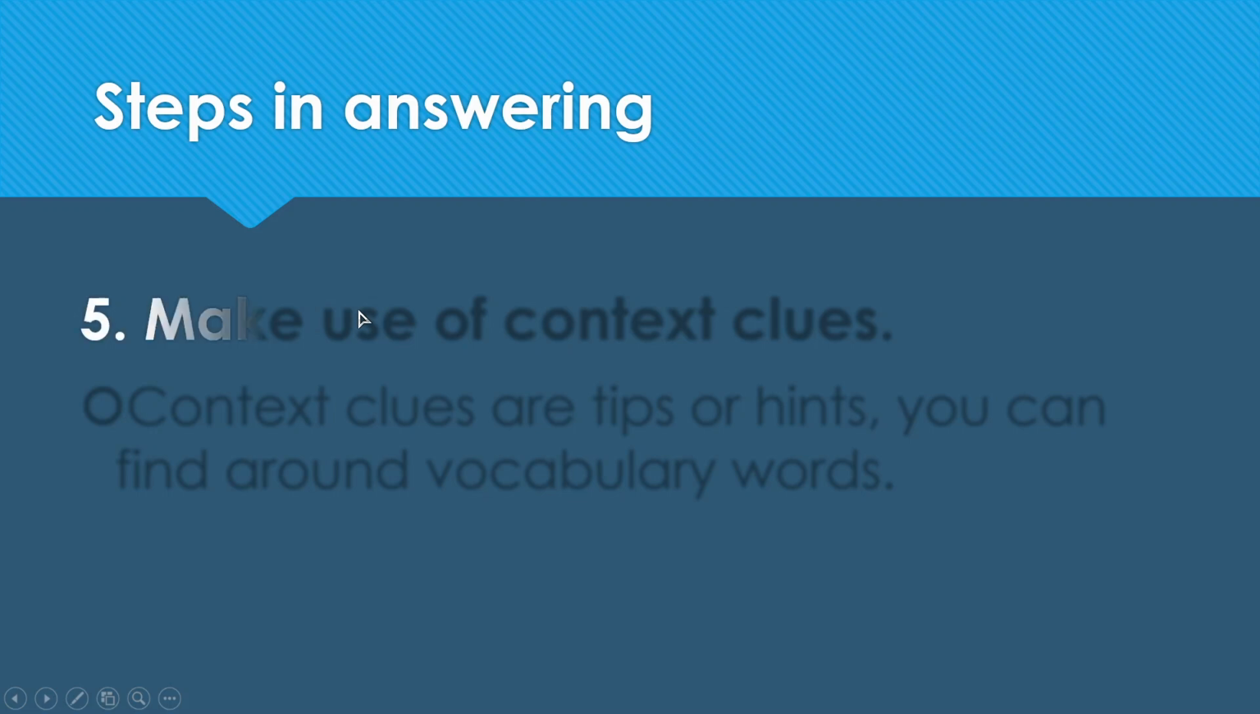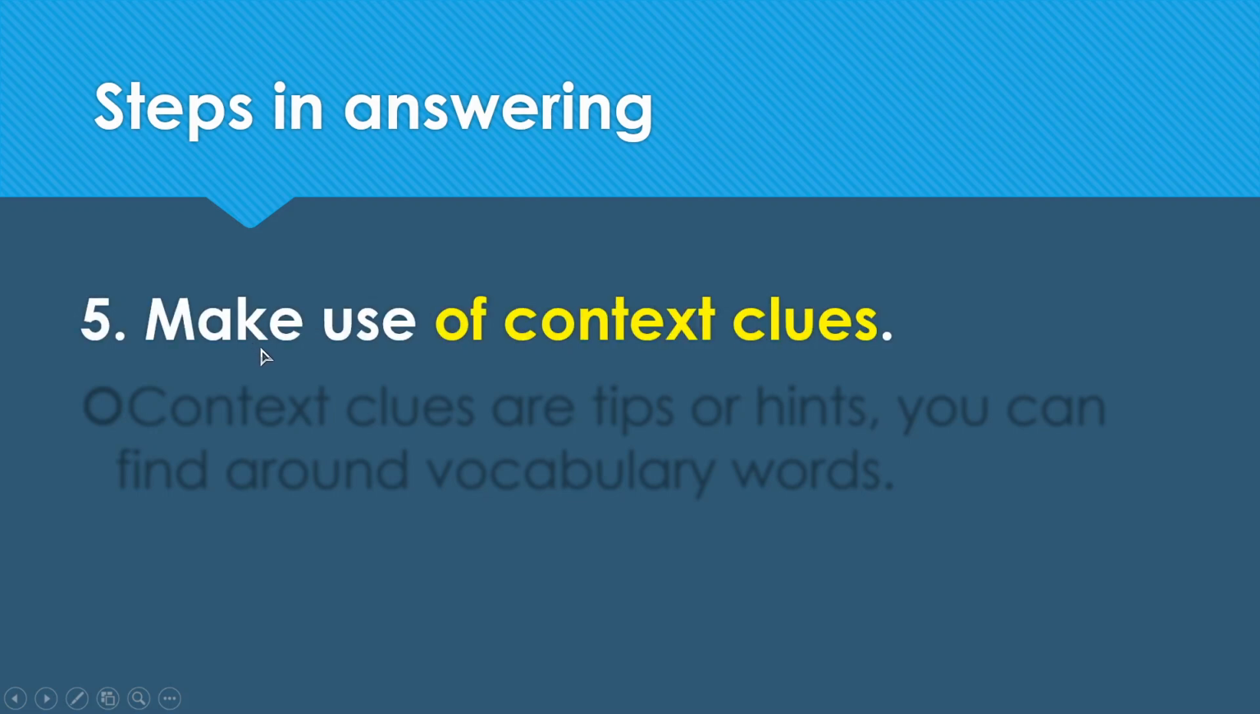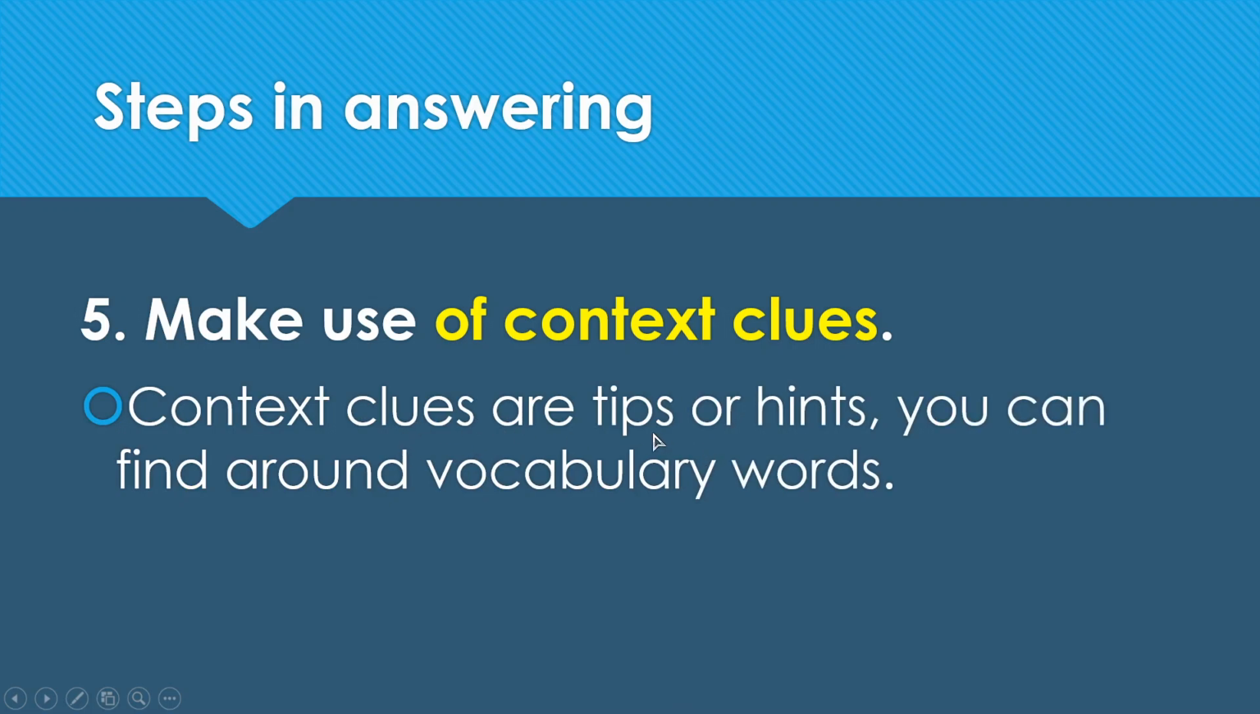Make use of context clues. I know that you know about using context clues. Remember that context clues are tips or hints you can find around vocabulary words. So there will be many words that you will not understand in the passage, okay? But you will understand them by reading around or reading the sentence with that vocabulary word. So understanding the meaning of the vocabulary word will help you answer unseen comprehension activities.